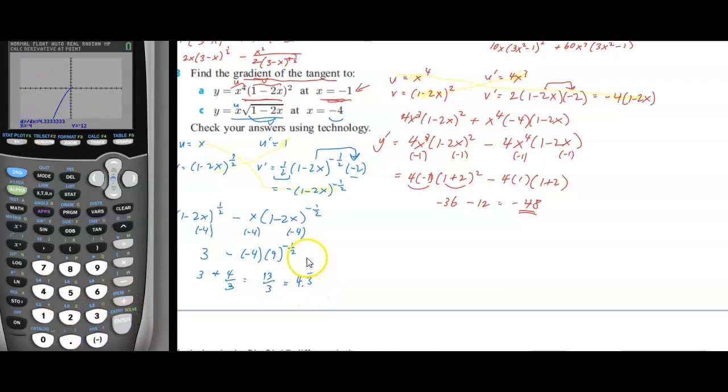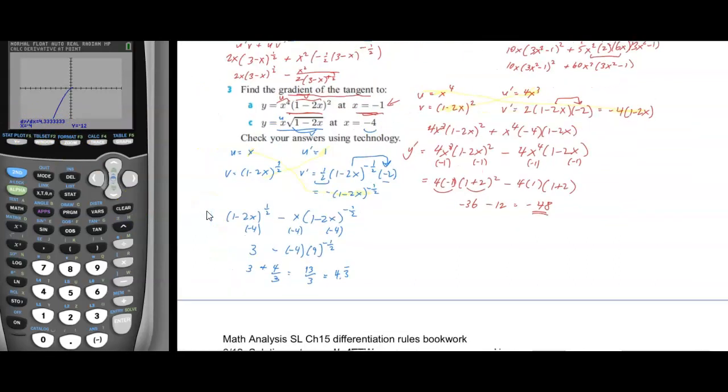Yay, it worked. Okay. You can also see that with this version of the calculator, it also gives you the y coordinate that goes along with x equals -4. Okay? All right, that's it for this page.